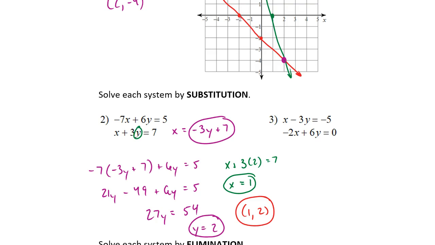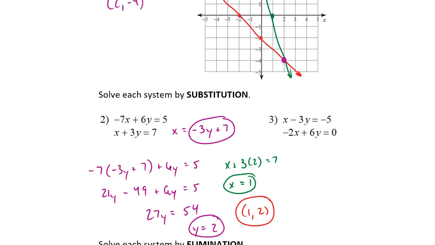Now the nice thing about these, remember, you can always check your work, make sure you get the same answer, the true statement basically for both equations when you put 1 in for x and 2 in for y. So let's try it in that first one. If I put 1 in for x, -7 times 1 is -7. If I put 2 in for y, 6 times 2 is 12.